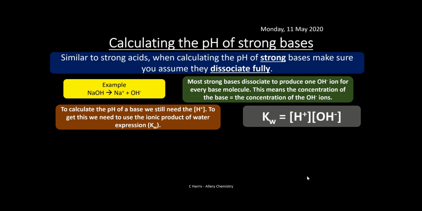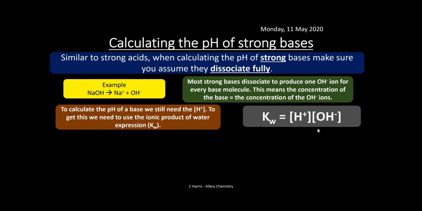So to do this, we have to use a slightly different equation to work out the pH of bases. To calculate this, we still need the concentration of H plus ions. Even though it's a base, we still use this. And we use something called the ionic product of water expression, which is Kw. And Kw is actually this formula here. So Kw is the concentration of H plus times the concentration of OH minus.